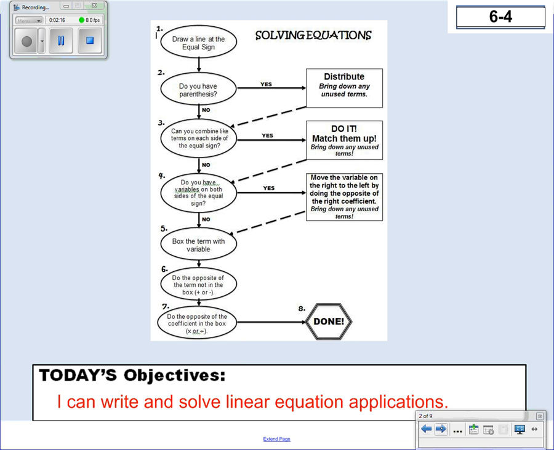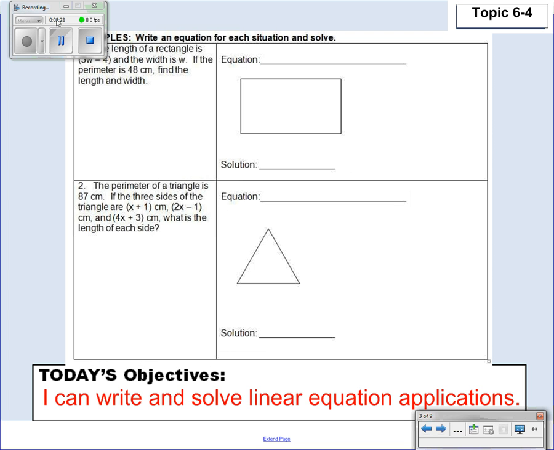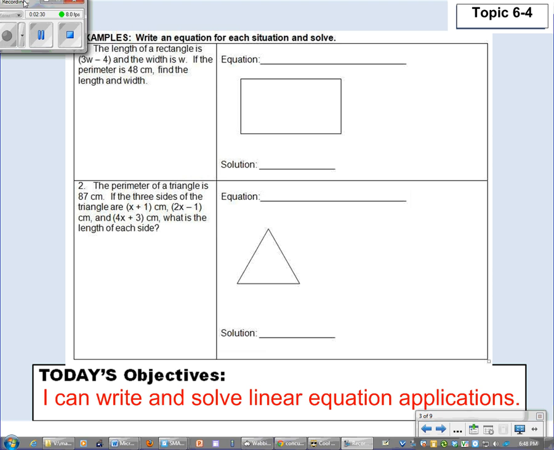Now, before we get started, make sure you have your solving equations flowchart, because we will continue to go down that flowchart as we go through and solve our equations. However, the first thing we have to do today is we're going to have to set up the equations based upon the information that's given. So our first example says write the equation for the situation, and then we're going to solve.